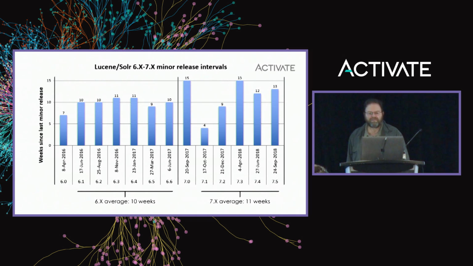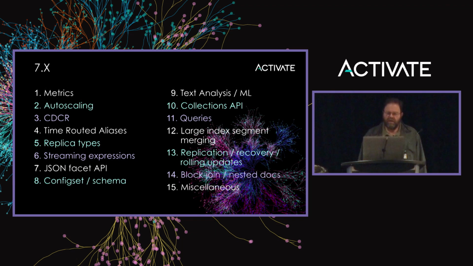line. This chart shows the number of weeks between minor releases, and it's fairly consistent. I don't show earlier release lines, but it's been the case since the 4.x release, 5.x, 6.x, 7.x, that the average interval between minor releases is about 10 weeks. So every 2.5 months, there's a new release, give or take. These are the topics I'm going to be discussing for 7.x. It's 15, a lot to get through, but we'll be fine.